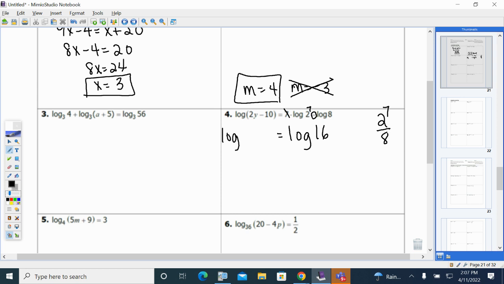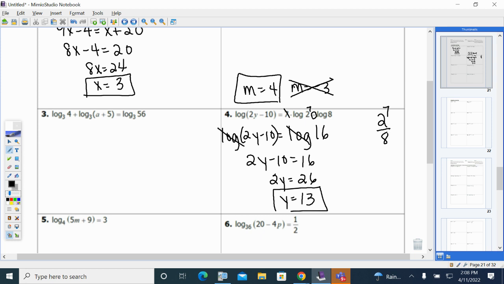The left side is log of 2x minus 10. And now we can drop those logs and solve the equation. I'm going to add the 10 and divide by the 2 and get 13. Plug that back into the original equation and it will work. Number 3 is the same. Don't forget to condense on the left. What you should get on number 3 is a equals 9.